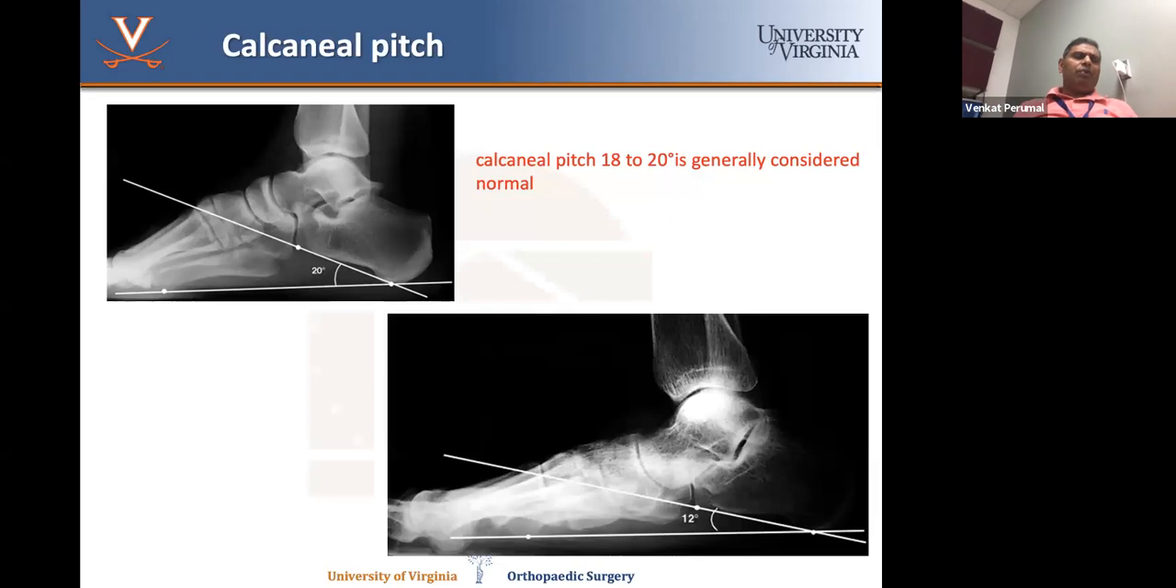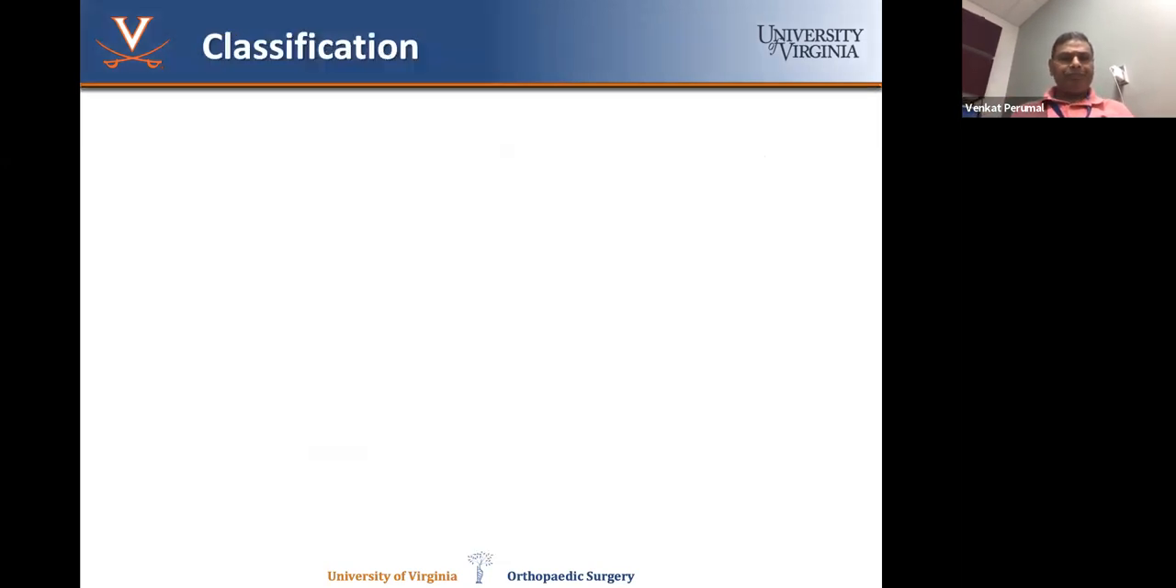Calcaneal pitch normally is about 20 degrees. That's a normal calcaneal pitch right there. This is the inferior aspect of the calcaneus long axis right there, and the line along the floor forms an angle right there. So it's usually roughly about 20 degrees. And if you see in this, it's about 12 degrees in a flat foot. So the calcaneal pitch decreases as well.